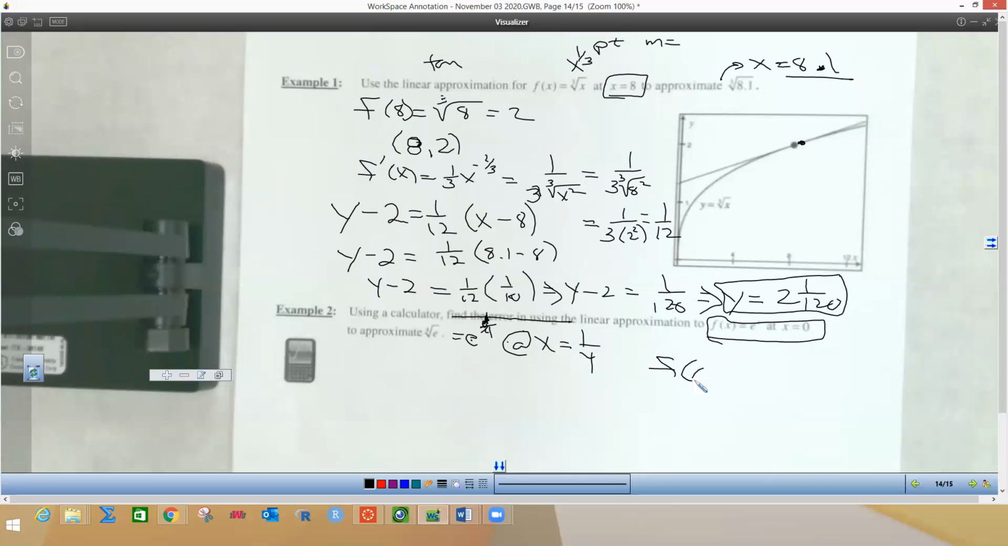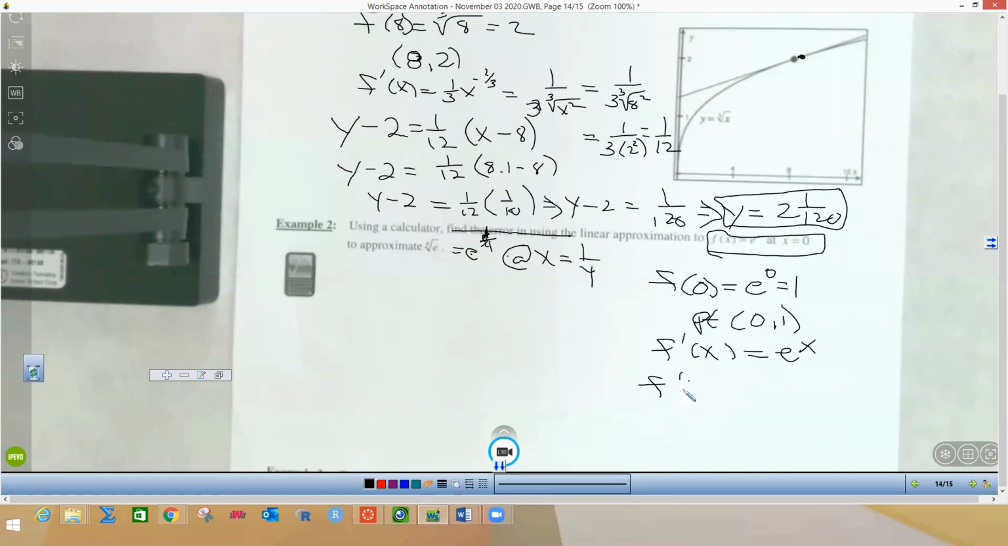So once again, we're going to do f of 0 to get our point, which is e to the 0, which equals 1. So my point is (0, 1). And then I'm going to do the derivative of this function, which the derivative of e to the x is e to the x. Then I still have to plug in my 0 to get my slope. So I'm doing f prime of 0, which equals e to the 0, which equals 1. So my tangent line is y minus 1, which is going to equal 1 times x minus 0. That is my tangent line right there.